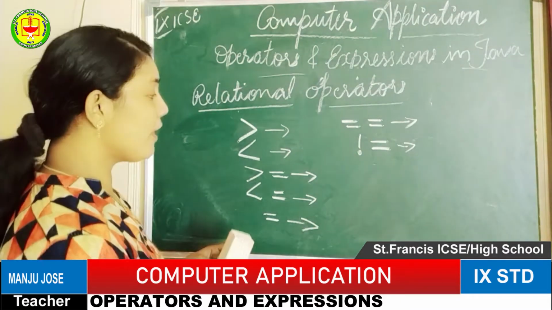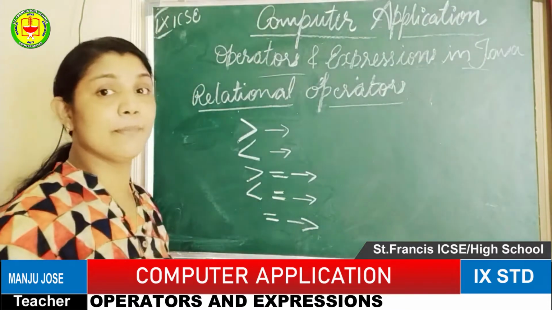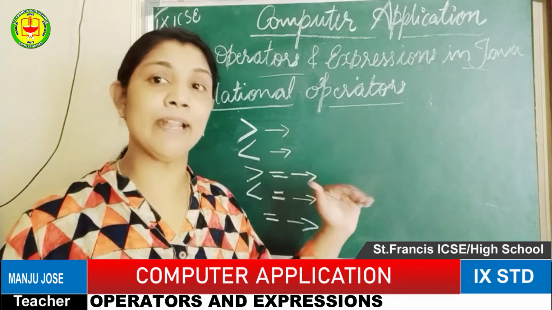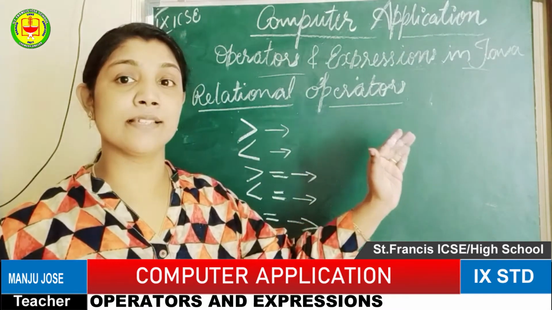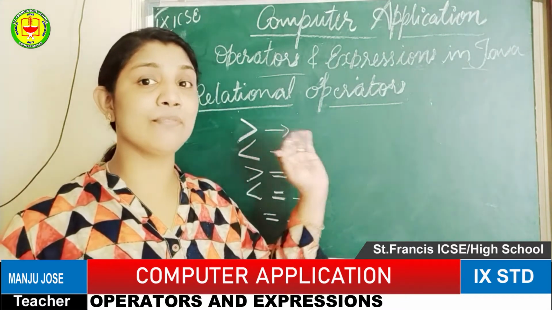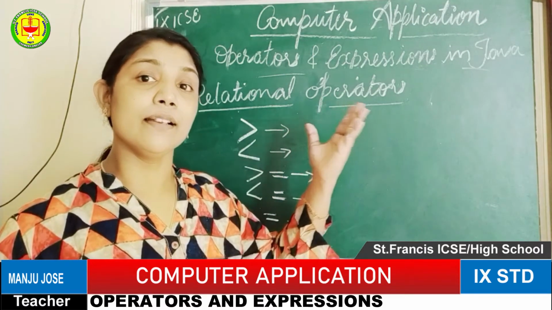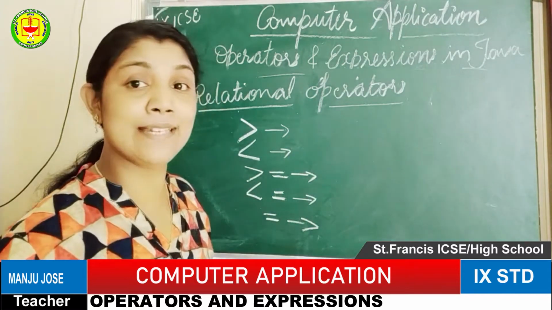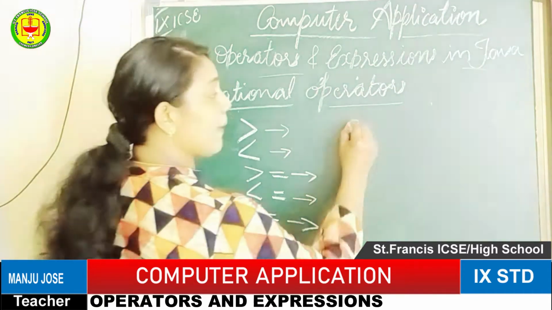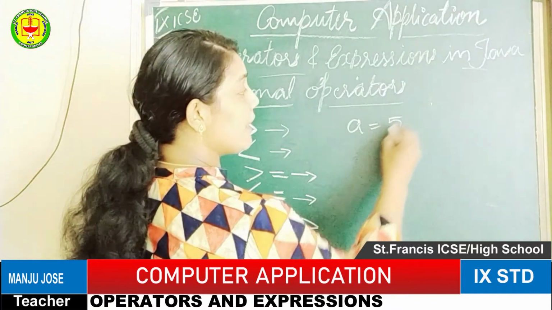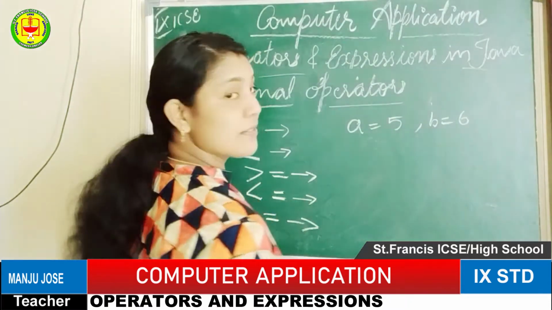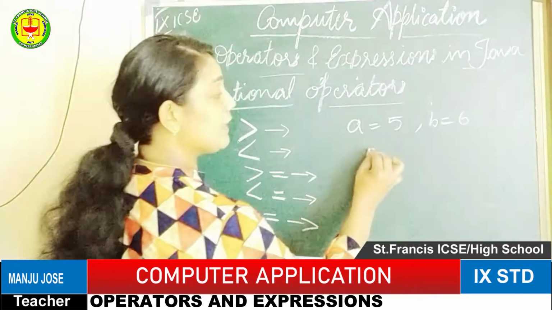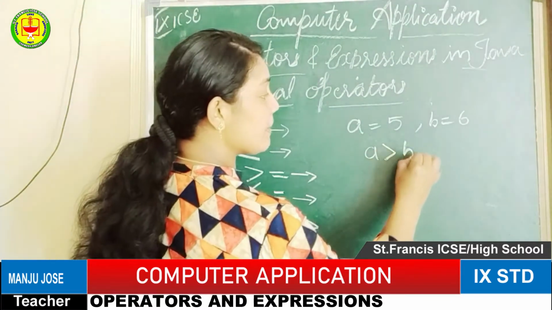The first one is the greater than symbol. Greater than means two values will be there in the given expression, like LHS and RHS. If we want to check whether the first value is greater than the second value, that kind of comparison depends on the relational operators. So take A equal to 5, B equal to 6. Next, for the comparison or relational operators, we give the condition like A greater than B.